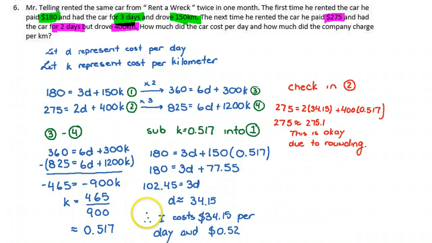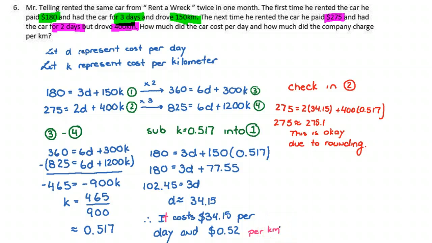So here's our concluding statement. Oh, that should be it. It costs $34.15 per day and 52 cents per kilometer. Oh, don't want to forget that there.